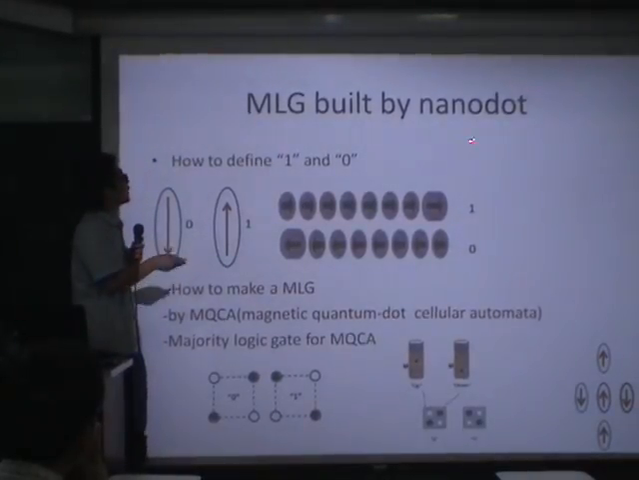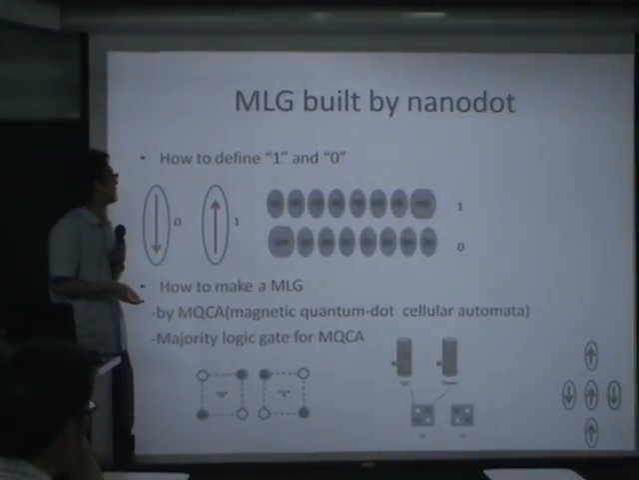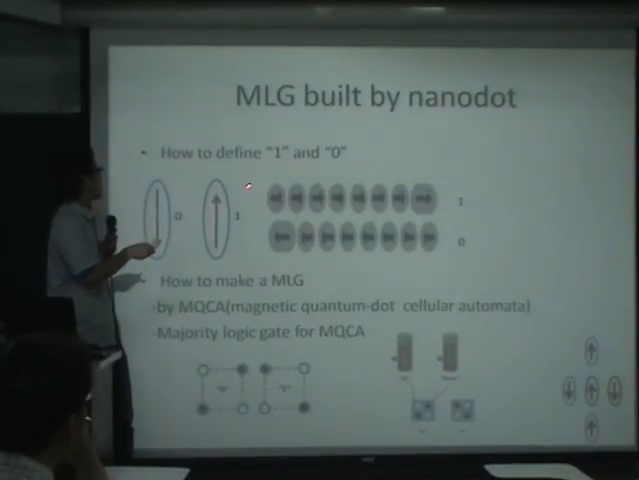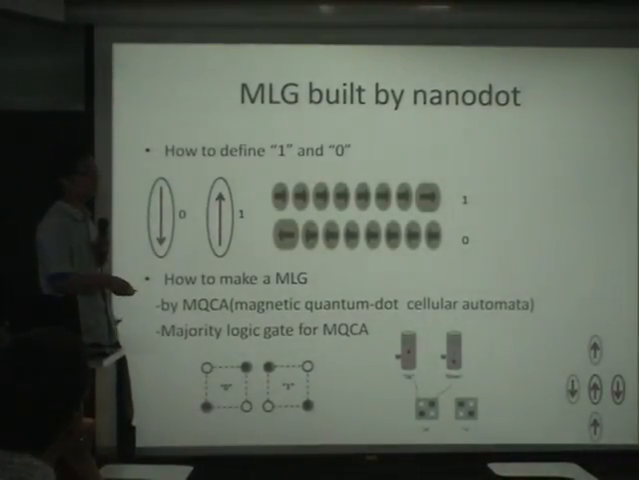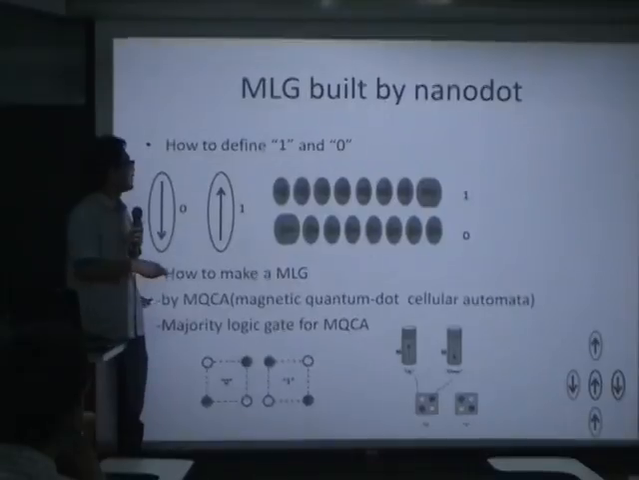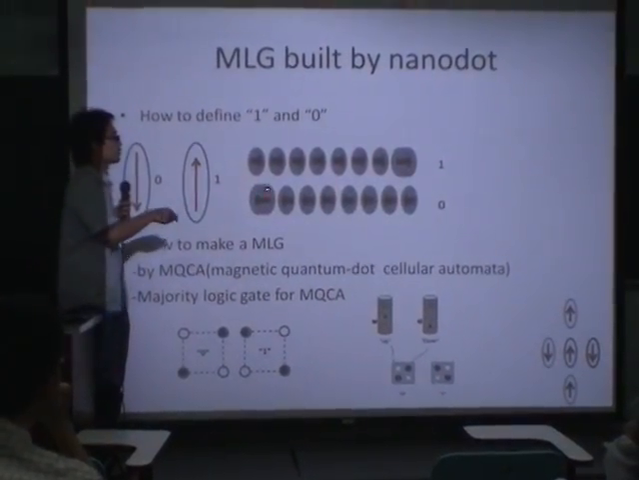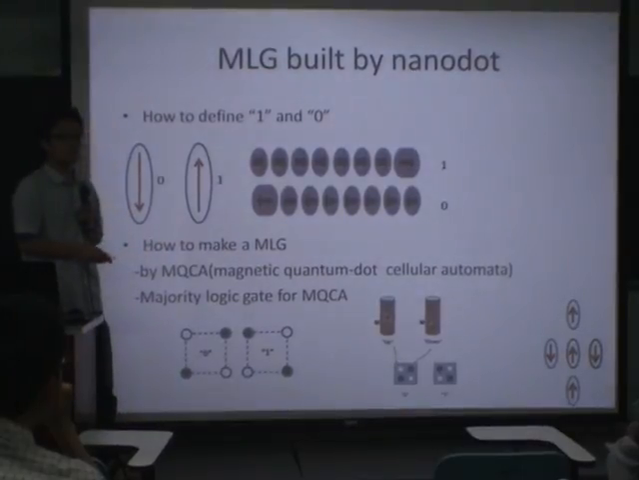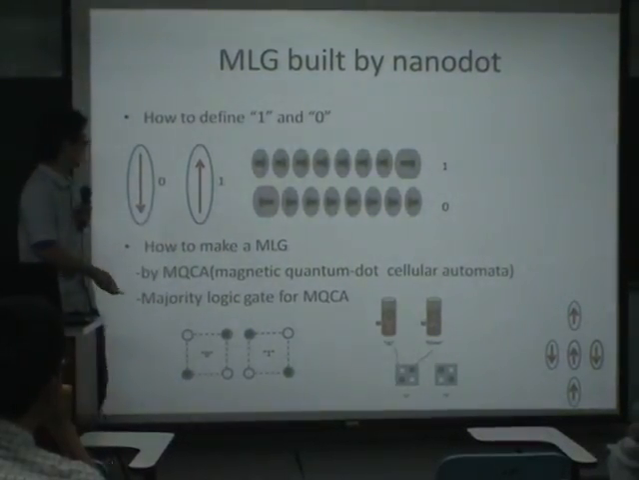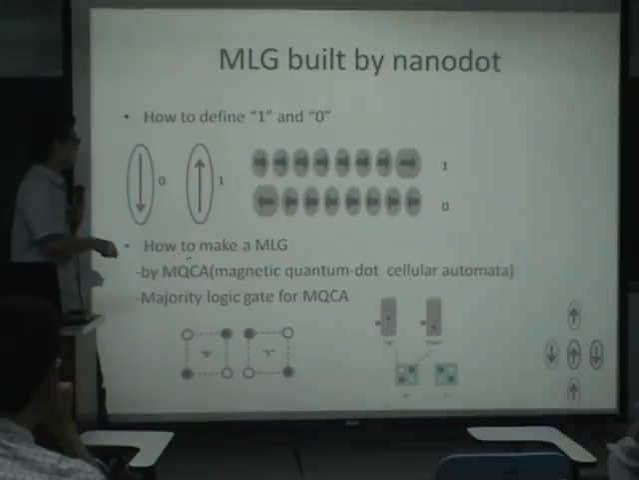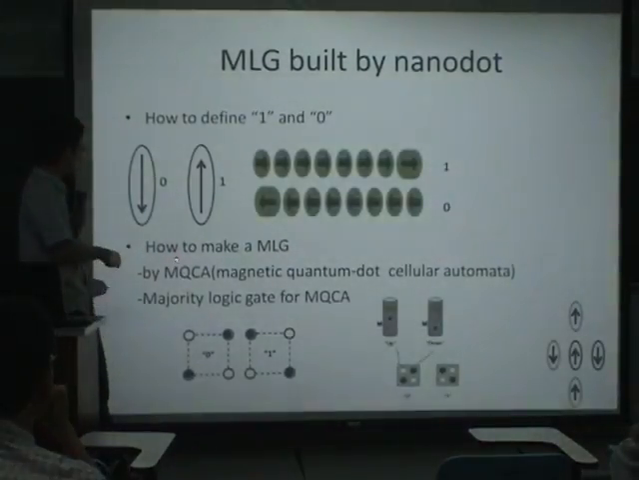Here's the MLG built by nanoduct. We could define logic 0 and 1 by this situation because of shape anisotropy. Or logic is 1 when nanoduct's magnetization points to the right, or logic is 0 when it points to the left. Here, I want to make an MLG by NQCA.